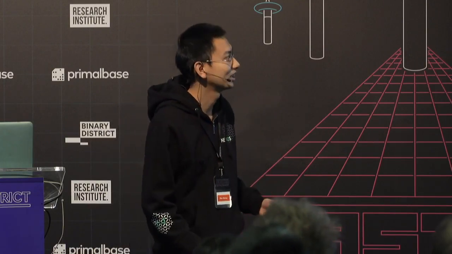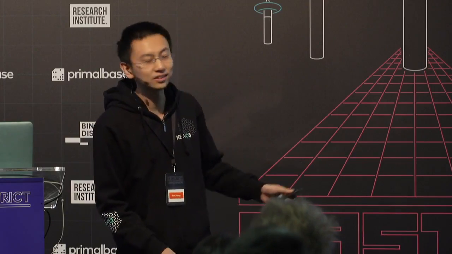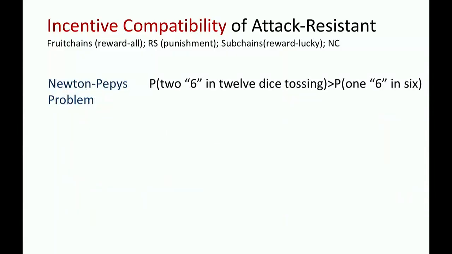It's hard to guess, I think. Okay. It's actually slightly better if there are more fruits. Why is that? Because recall that there's a famous Newton-Pepys problem. It says if you roll a dice 6 times, the probability of getting one 6 is larger than the probability that you roll a dice 12 times and get two 6s. This is the general result.